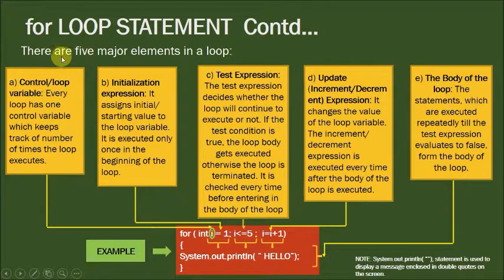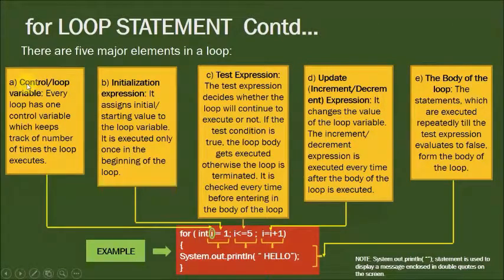Let us understand this. So there are 5 major elements in a loop. So this is the same program which we have done in the previous slide. for int i = 1; i <= 5; i = i + 1, and within the set of curly braces, System.out.println hello. So let us understand each and every part of this for loop statement.